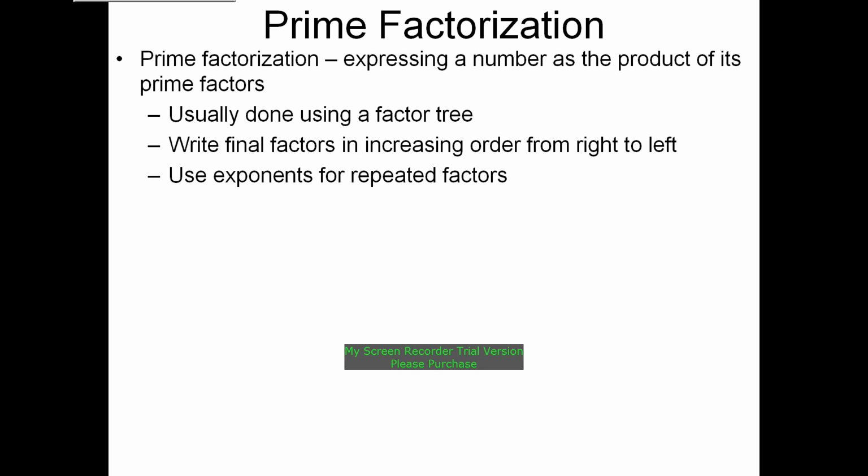Prime factorization is expressing a number as the product of its prime factors. We usually do it using a factor tree. We write the final factors in increasing order from right to left, and we use exponents for repeated factors.